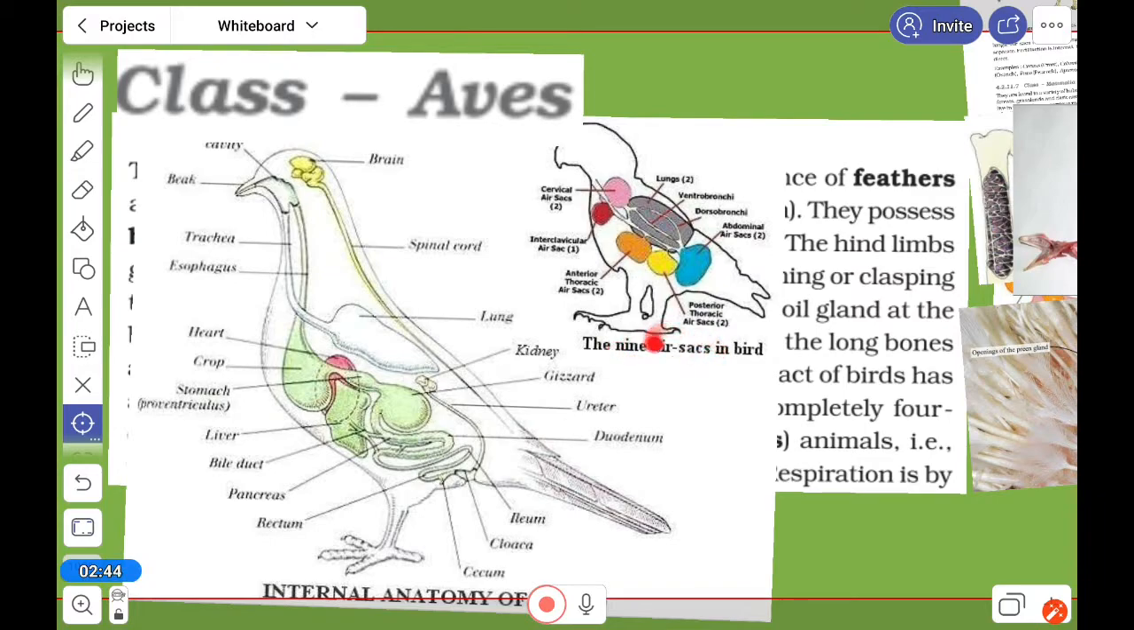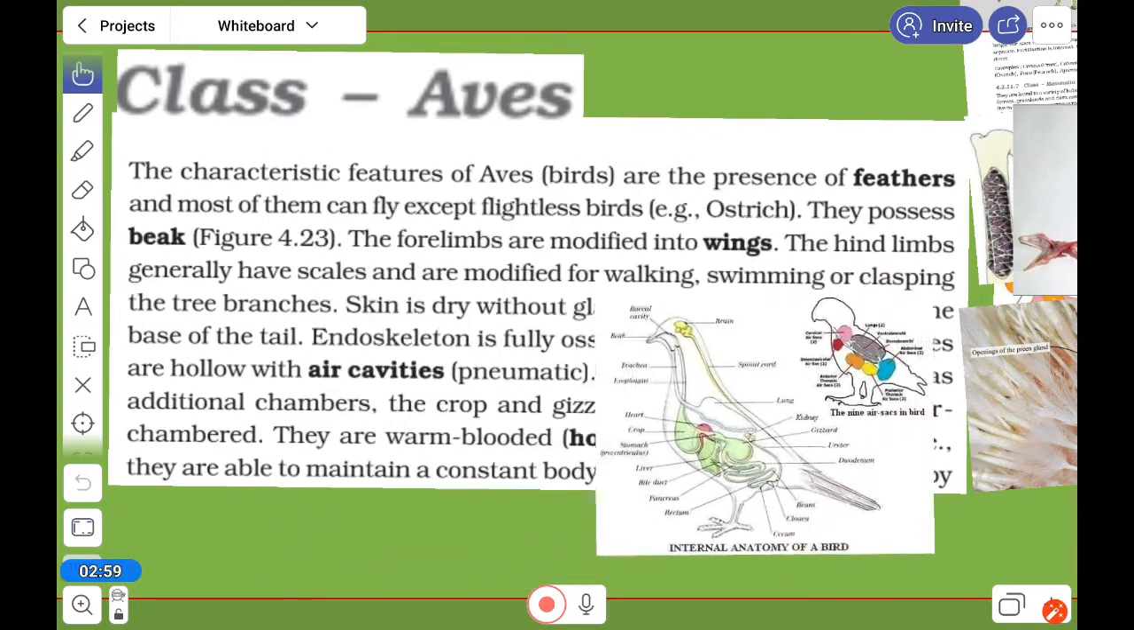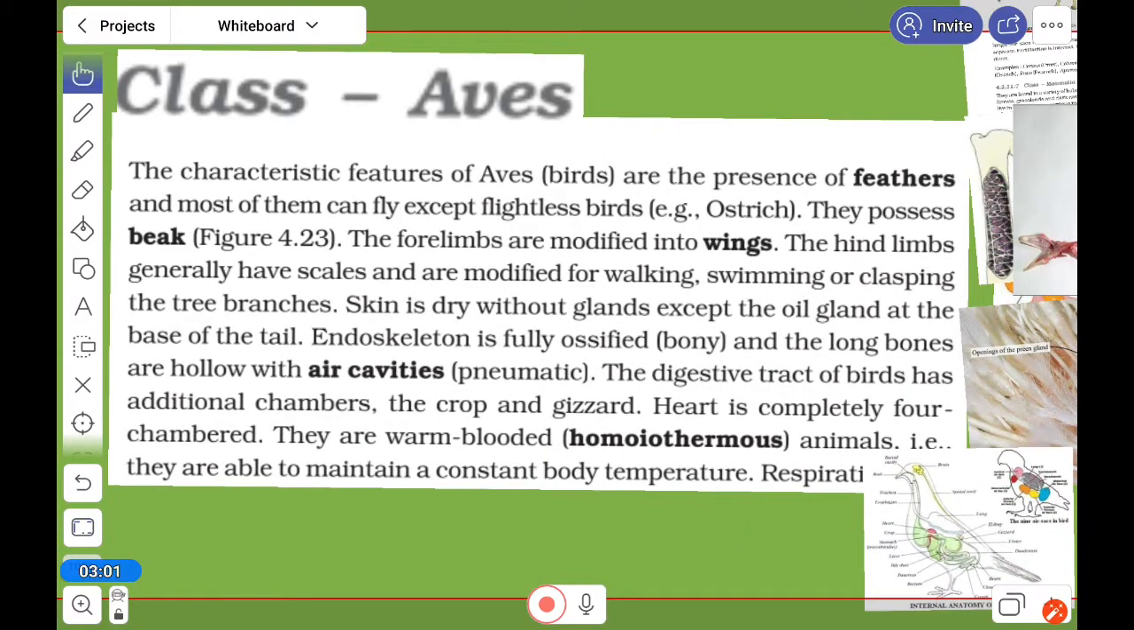They have air sacs. You can see the air sacs, which are for respiration, so that at critical times they can get oxygen. All these are there in your book. Let's see the characteristics: the beak and the wing, and the hind limb generally has scales and is modified for walking, swimming, and branching. Skin is dry without glands, except the oil gland at the base of the tail.